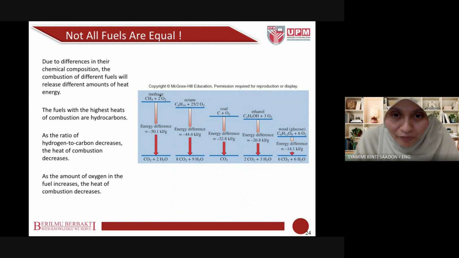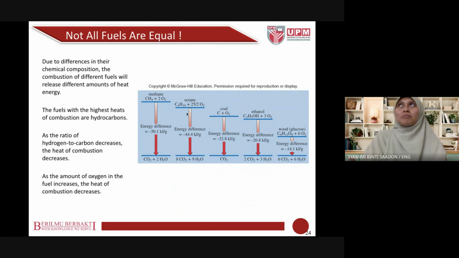So for example, if we use methane and oxygen, of course, okay. So the energy balance, the chemical equation for methane and oxygen will be 1 mole of methane plus 2 moles of oxygen, and then it will release 50.1 kilojoule per gram of energy and produce 1 mole of carbon dioxide plus 2 moles of H2O. Otherwise, for octane, 1 mole.